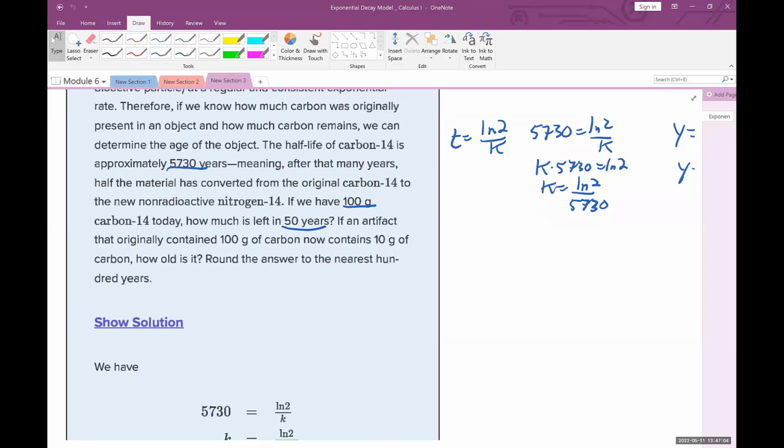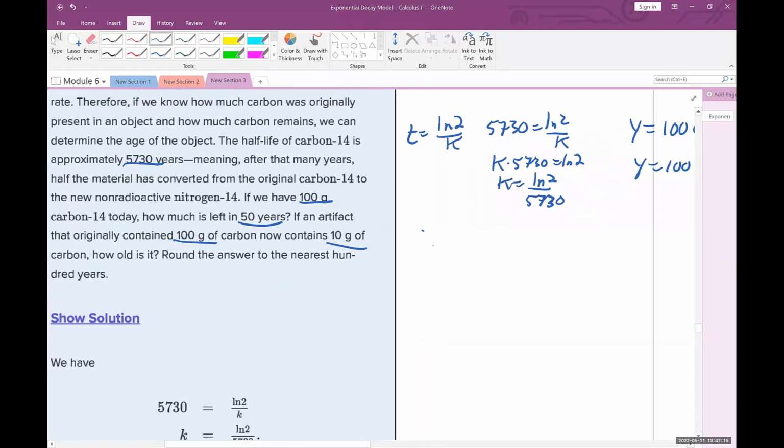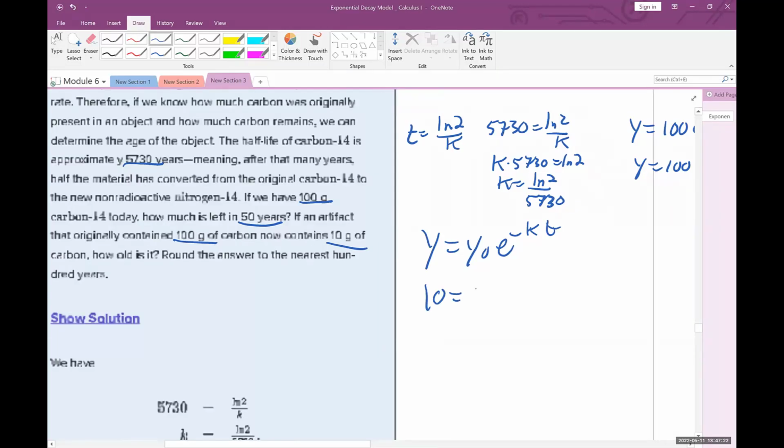So, okay. If an artifact that originally contained 100 grams of carbon now contains 10 grams of carbon, how old is it? So we have this time the setup, remember that's going to be y equals y sub zero e to the negative kt. So it's going to be 10 equals 100 e to the negative, and we have the same calculation, natural log of 2 over 5,730 times t. So there's our setup.